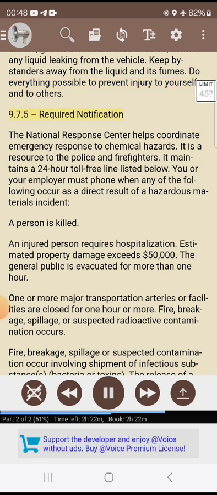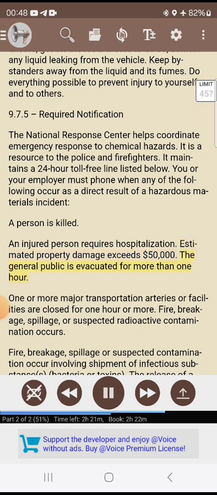9.7.5 Required notification. The National Response Center helps coordinate emergency response to chemical hazards. It is a resource to the police and firefighters. It maintains a 24-hour toll-free line listed below. You or your employer must phone when any of the following occur as a direct result of a hazardous materials incident. A person is killed. An injured person requires hospitalization. Estimated property damage exceeds $50,000.